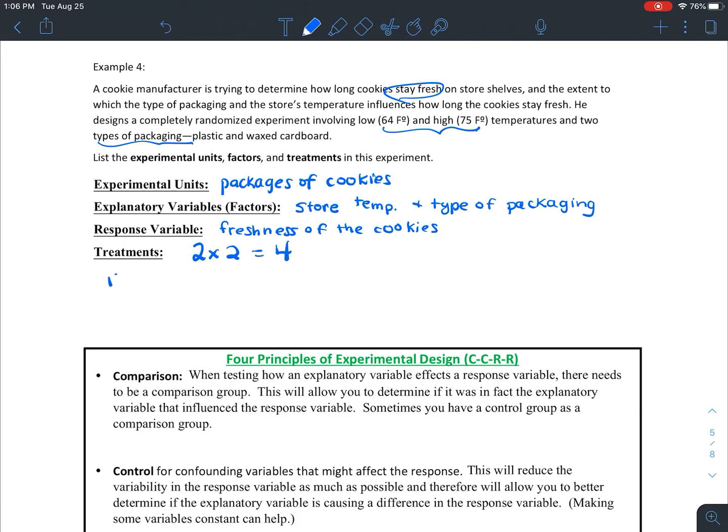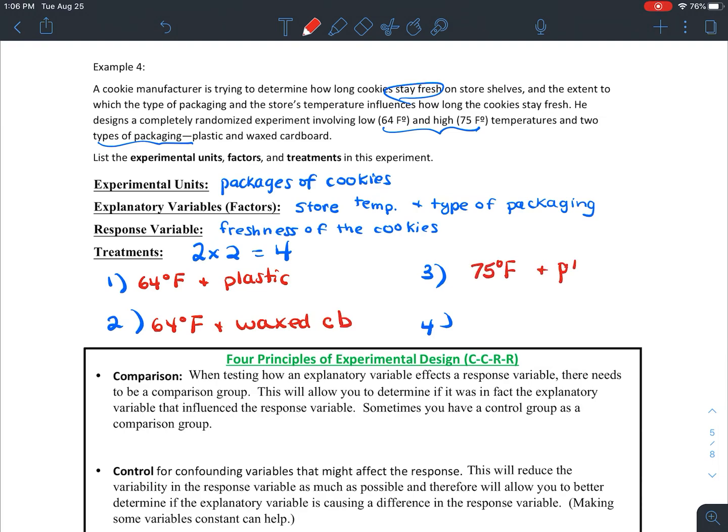And then the treatments. Okay, remember there were 2 temperatures, there were 2 packaging types, so that means I should have 4 treatment groups. Okay, here's my 4 treatment groups. It would be 64 degrees temperature and packaged in plastic, 64 degree temperature and packaged with waxed cardboard, and then the other combination is with the 75 degree temperature for each of those packaging types.